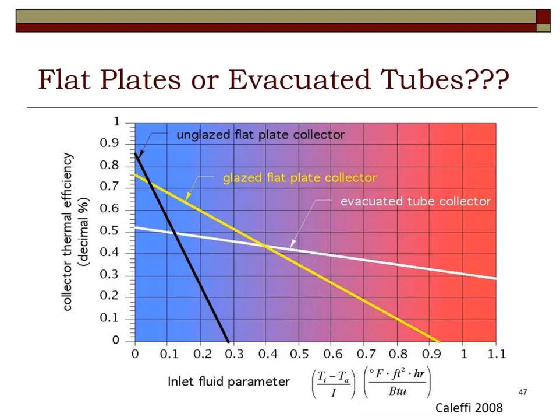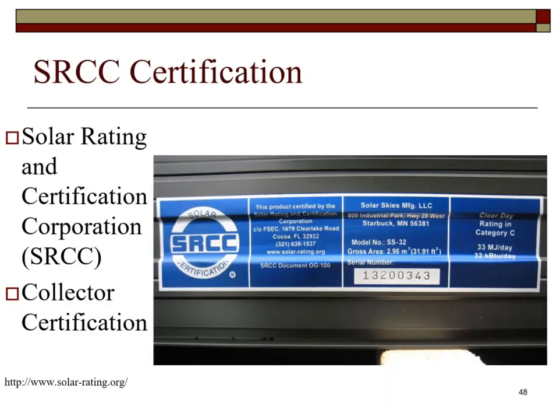This demonstrates efficiencies of unglazed flat plate, glazed flat plate, and evacuated tube collectors. The vertical axis on the left is the efficiency. The horizontal axis is the temperature of the fluid entering minus the ambient temperature, the quantity divided by the solar radiation. We will learn how to calculate these efficiencies under different conditions using the Solar Rating and Certification Corporation data sheets.